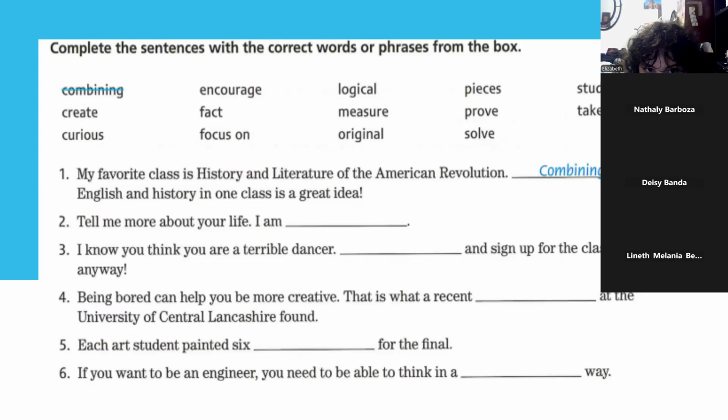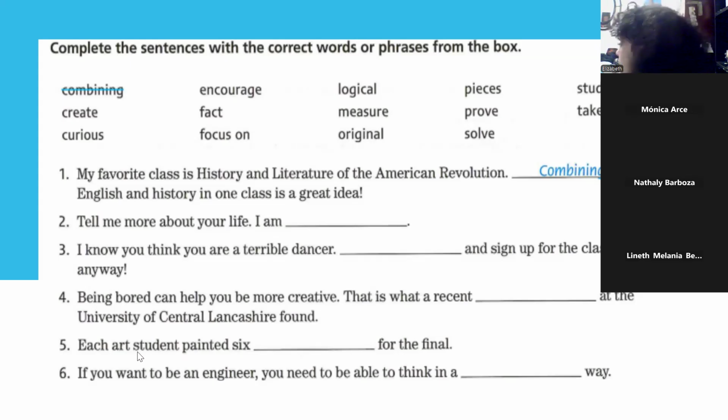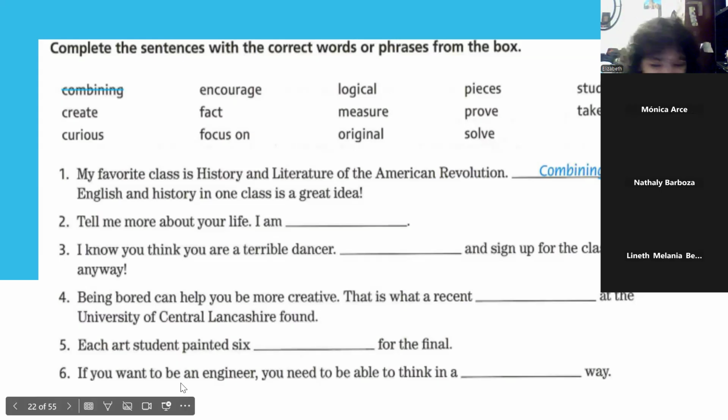Un estudio reciente averiguó eso, ¿ok? Each art student painted 6 for the final. Each art student painted 6 what? For the final. Pieces. Ajá. 6 pieces. If you want to be an engineer, you need to be able to think in a logical way. In a logical way.